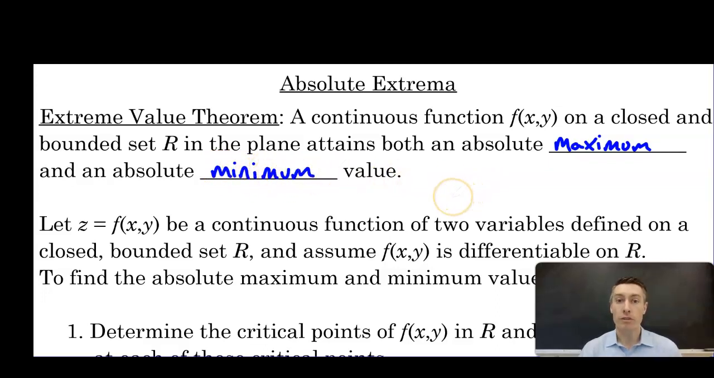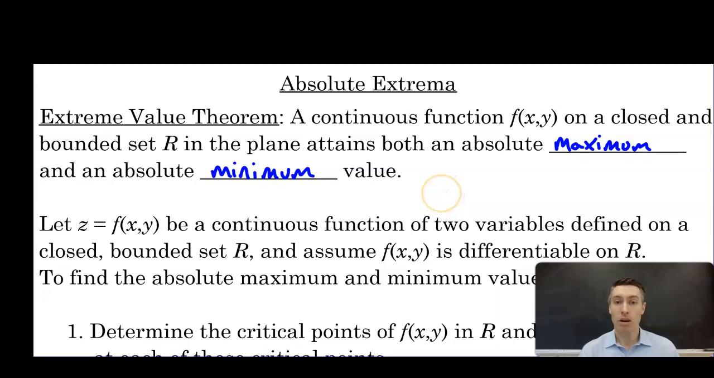So if we have a function of two variables on a restricted domain, there will be at least one point that gives us an absolute maximum output of the function, and then at least one point that gives us the absolute minimum output of the function. It's important that the restricted domain is closed and bounded. Closed means that it contains the boundary points. So if it did not, that would be considered open. And that the set is bounded, which means that it is finite.